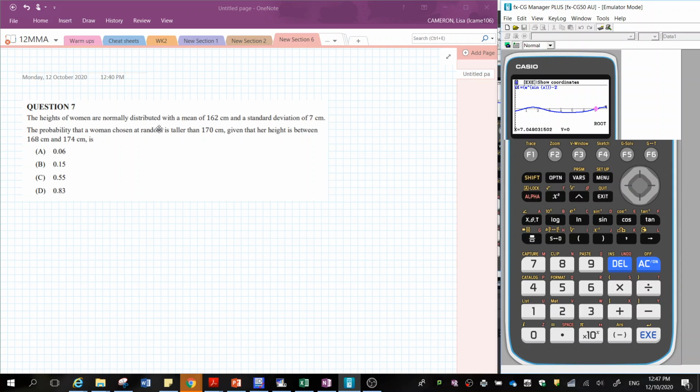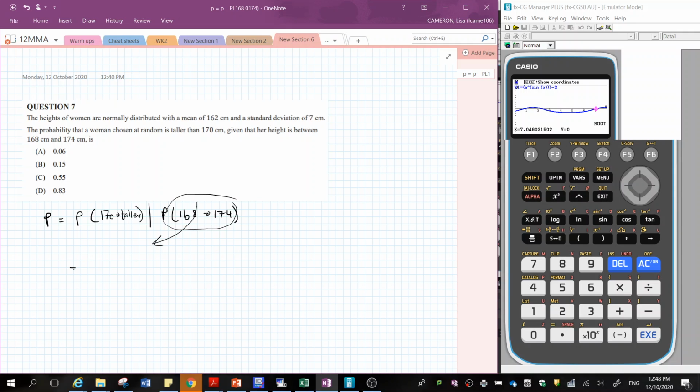So our first thing that we're looking at is that this is a "given that" statement, which means that the probability that we're looking for is going to be the probability that the person's height is 170 centimetres or taller, given that they range between 168 centimetres to 174 centimetres. So, like in all given that statements, this part comes and it gets smeared down. Then we're looking for the overlap between this section and that section.